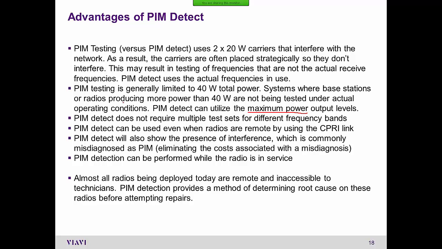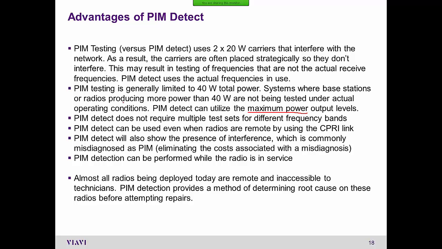The other thing that's nice about PIM Detect is it doesn't require multiple test sets. It really uses your radios and one spectrum analyzer, not a test set for every different frequency that you have to PIM test, like a PIM tester requires. Some PIM testers will do multiple bands, but as of now, there's not a PIM tester that will do all the bands. So you're usually stuck, if you're PIM testing, carrying multiple boxes out to the site to make sure you can test all your frequencies.